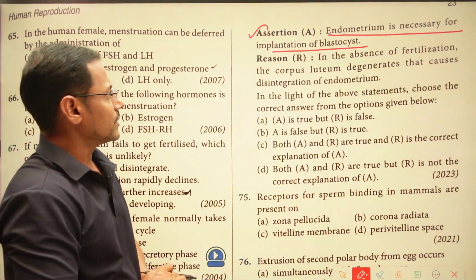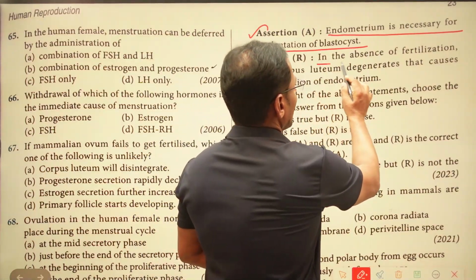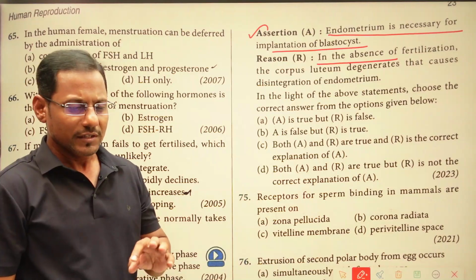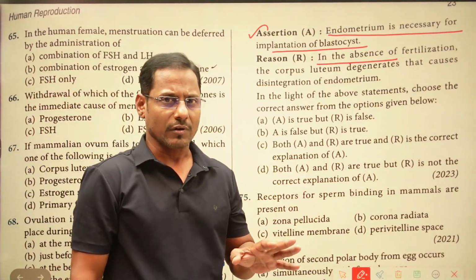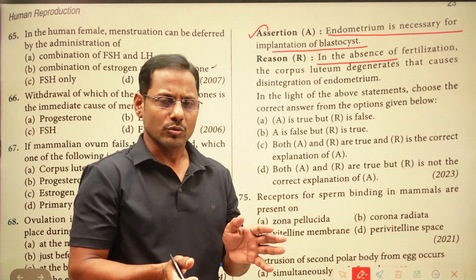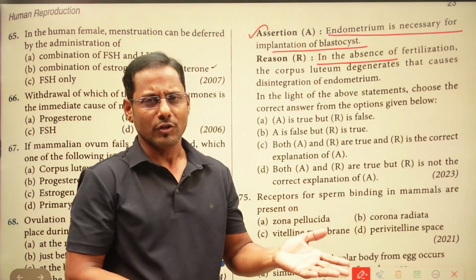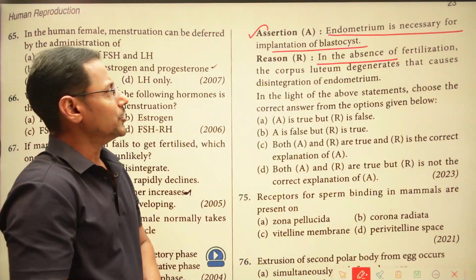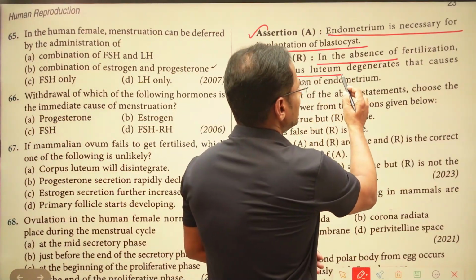And let us see the second one, that is the reason. In the absence of fertilization, if the fertilization doesn't take place, what happens? The endometrium is going to shed off from the uterus walls and will be sent out through the birth canal. That is the menstrual flow. The reason says: in the absence of fertilization, the corpus luteum degenerates.